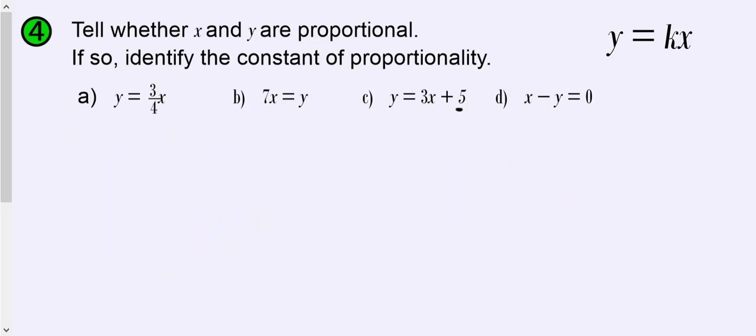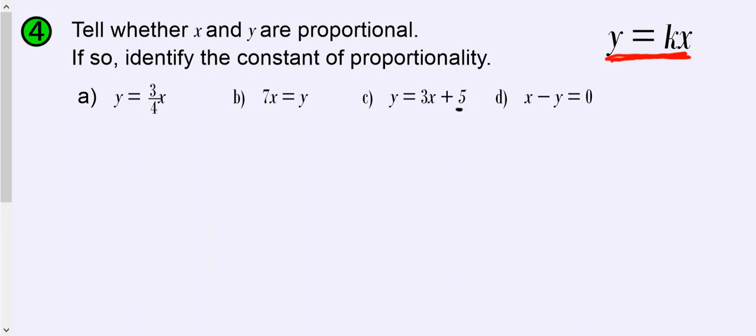Alright, we're going to look at some examples here. I want you just to watch as I go through these. So we're looking to tell whether x and y are proportional. If so, we want to identify the constant of proportionality. We're looking for equations that are written in this form, y equals kx, and that'll tell us if it is a proportional relationship or not.